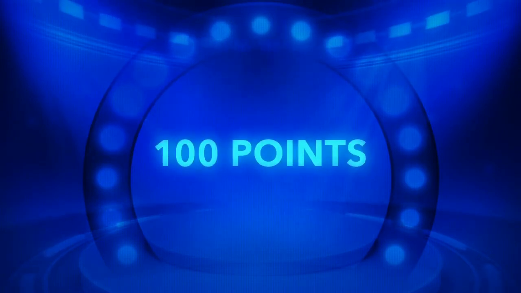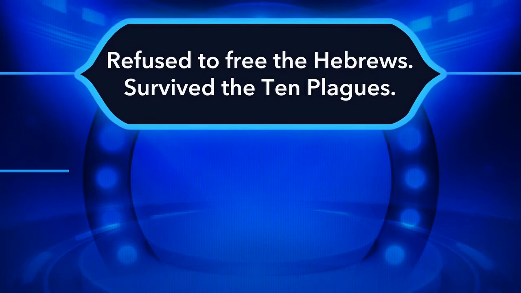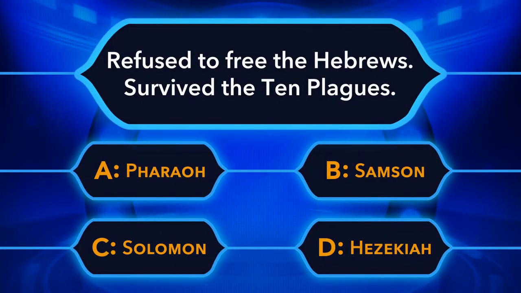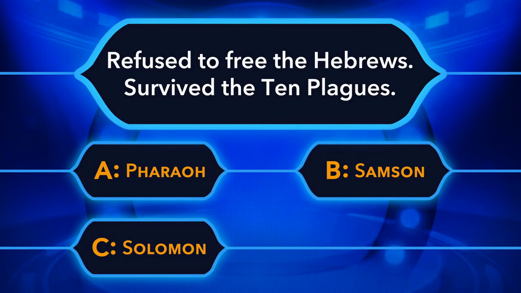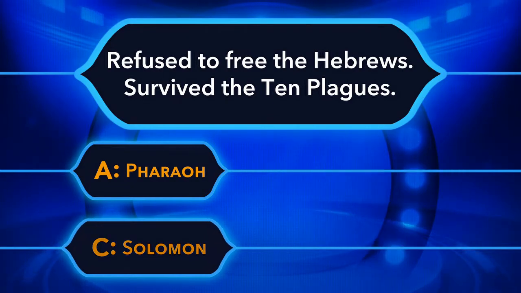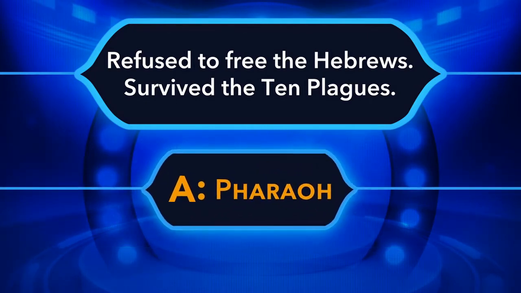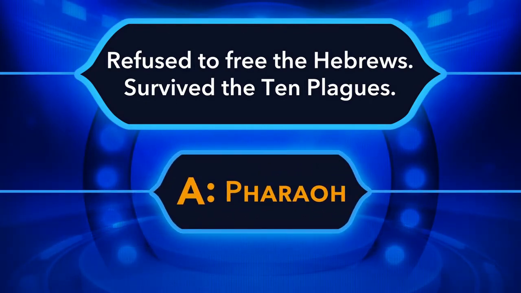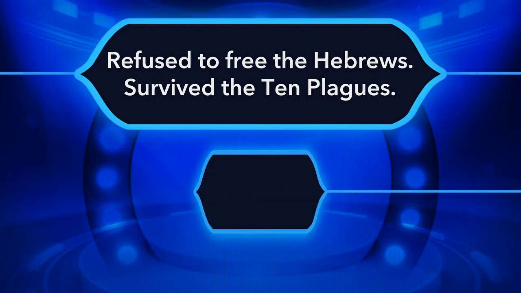The next question for 100 points. This Bible villain refused to free the Hebrews and survived the 10 plagues. Was it A. Pharaoh, B. Samson, C. Solomon, or D. Hezekiah? The answer is A. Pharaoh refused to free the Hebrews and survived the 10 plagues.